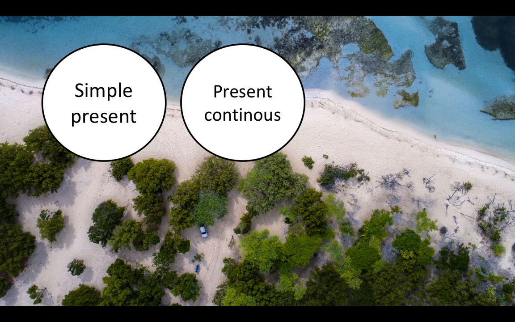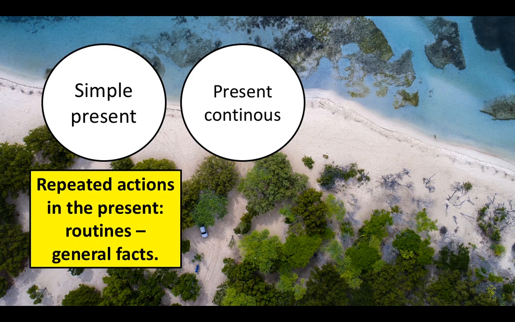So let's begin. Do you remember what is the difference between the simple present and the present continuous? Well, we use the simple present to talk about repeated actions in the present, and we have two types of sentences in the simple present. We have routines and general facts. So remember, routines are repeated actions in the present, and a general fact is a piece of information that is true. So we use the simple present to talk about routines and general facts.